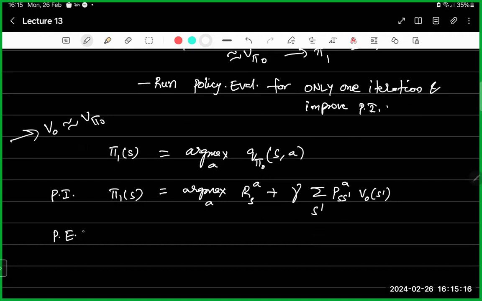And what is the policy evaluation step? So let's say we improved the policy and got pi 1 now. Then what will we do after this? We'll again evaluate pi 1, right? So what is the equation for evaluating pi 1? F pi of the previous v, right? So what is that? What is F pi?